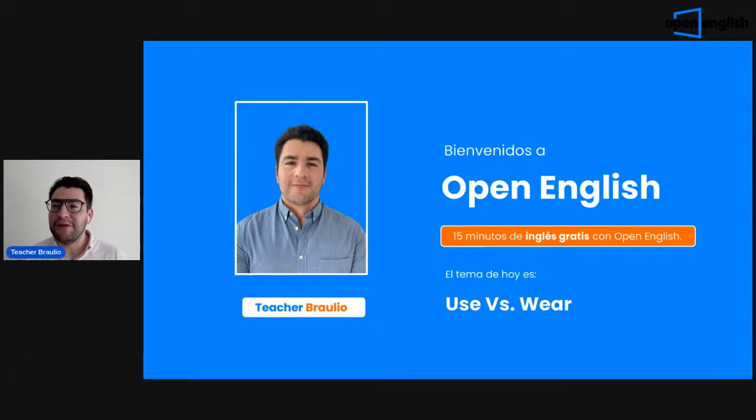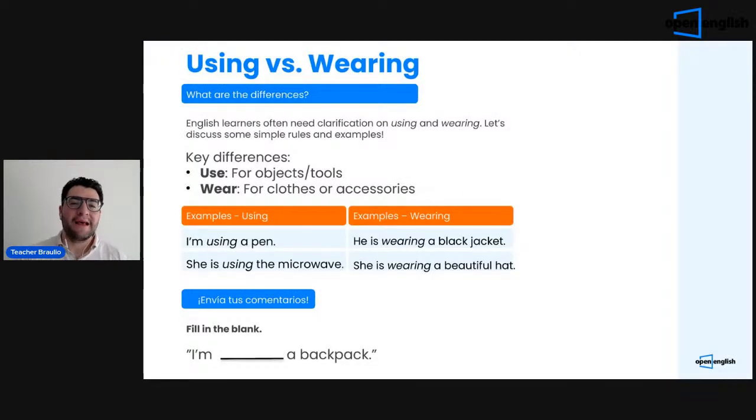Okay, so vamos a continuar. Let's continue with today's topic of use versus wear. And let's talk about some of the differences. Some English learners have trouble using these two words, so today we're going to discuss some simple rules and examples so we can identify each word better. Let's look at the key differences. First, use. Use is going to be for objects or tools. Objects are things that we can use for something, for an activity. Wear is going to be for clothes, right? Our clothing, t-shirts, pants, jackets, or other types of accessories.